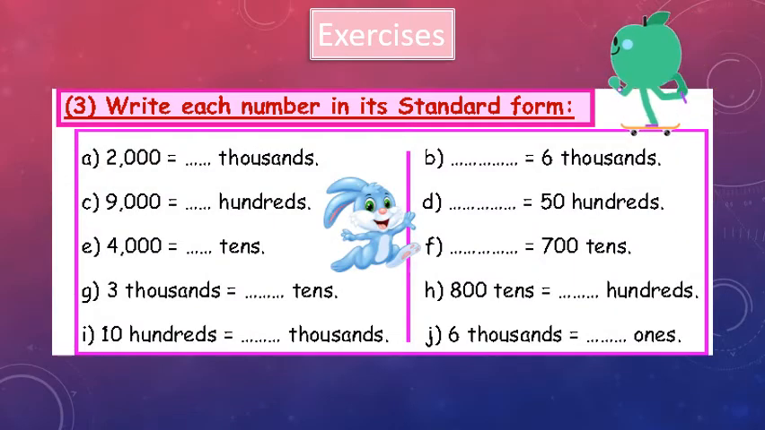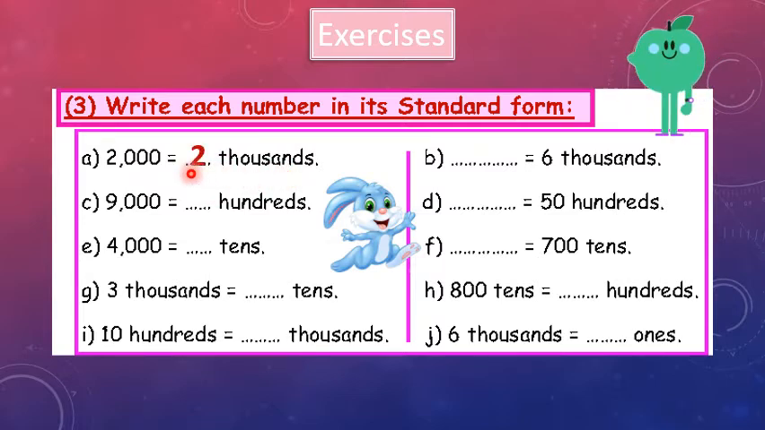Let's go to another exercise. Complete. Here we have in the first exercise 2 with 3 zeros beside it. Then it's called 2,000. 2,000 equals how many thousands? Excellent. It will be 2 thousands only, because if we cancel these 3 zeros with the word thousands, the rest will be 2 only. It will be 2 thousands. Here, next one, number B. What equals 6,000?